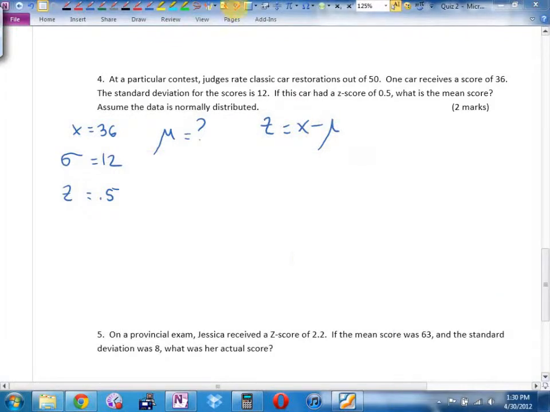Z minus, come on. Right, Joel? Let's fill in what I know. Z is 0.5, X is 36, minus, I don't know, mu, divided by the standard deviation of 12. Joel, now what?